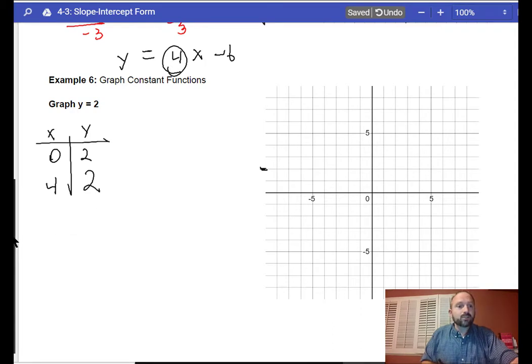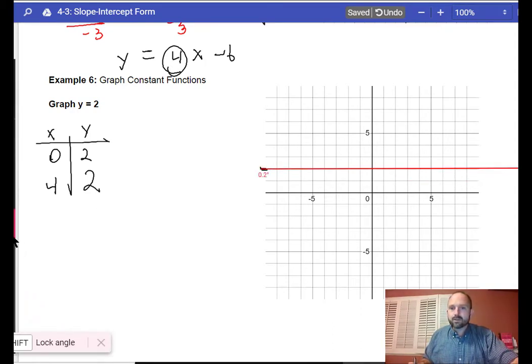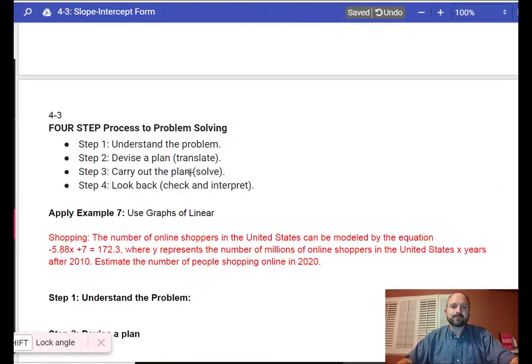All right, well, this should be a horizontal line. So let's draw it in like so. There we go. That's it. Now, if it's x equals 2, then that's going to be up and down. But that's not a function, because that would have inputs that have multiple outputs. All right, let's go on.